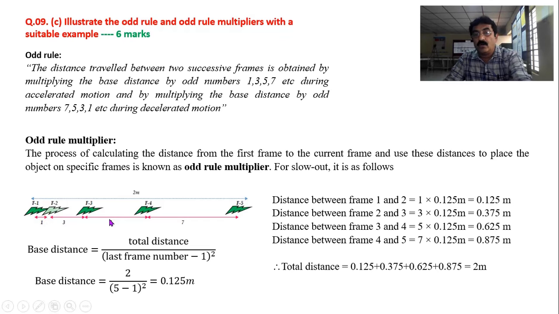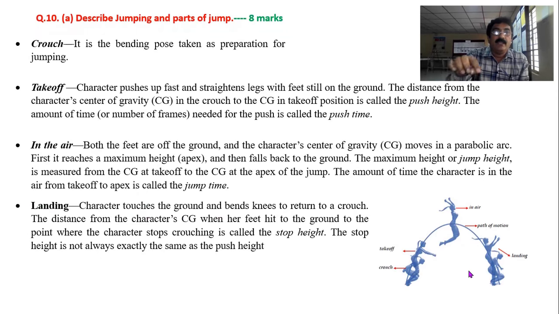Now you find the distance between F1 and F2. F1 to F2 is 1 into base distance. This is what the odd rule is. Then 3 into base distance, 5 into base distance, 7 into base distance. So you get these numbers. Now you add all these numbers, you get the total distance. This is odd rule and odd rule multiplier. Dear student, this is one of the important questions. Please practice this. Okay, now comes what is called describe jumping parts.